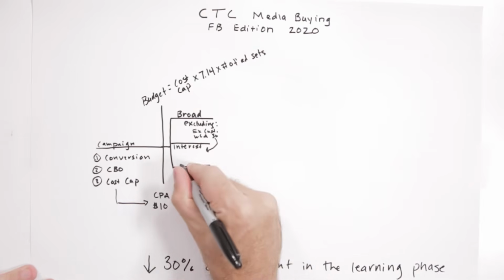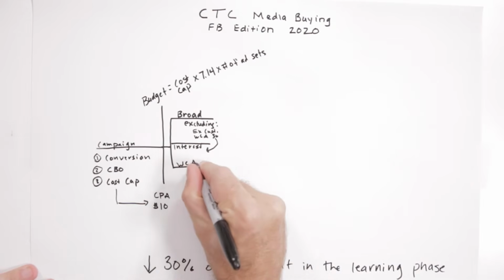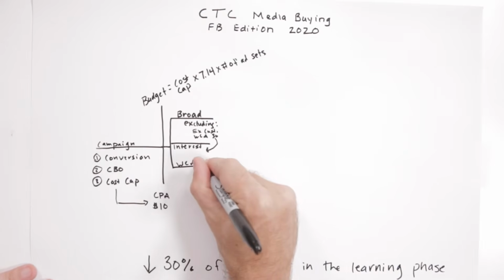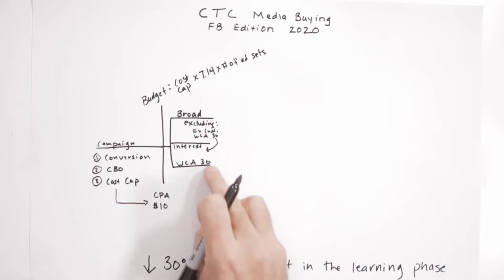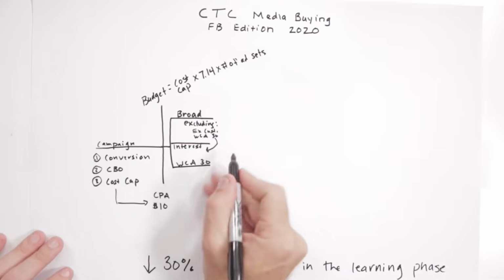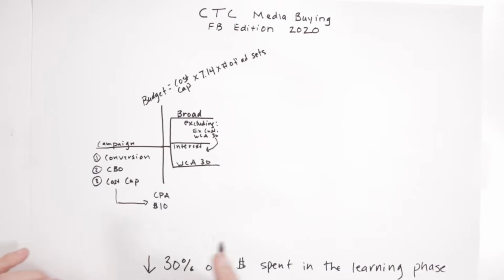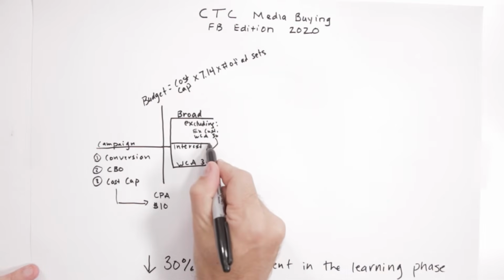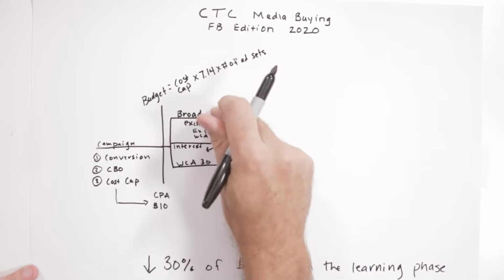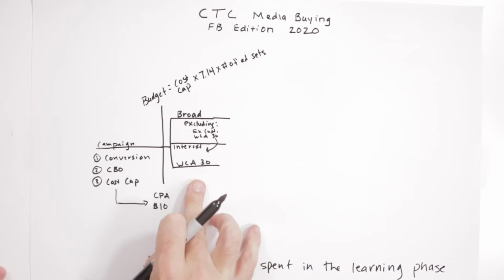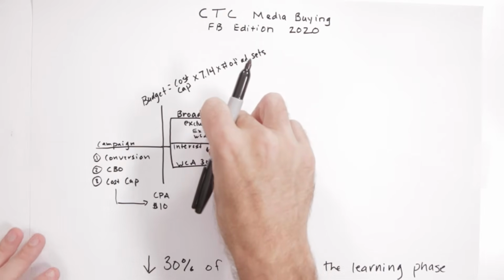And then one of the unique things about our structures is we're going to have our remarketing in this same CBO campaign. We have a video that talks about why we do that structure below in our YouTube playlist if you want to watch that separately. So we're going to have our broad and interest stack, a WCA 30. We're going to have our good core exclusions here.